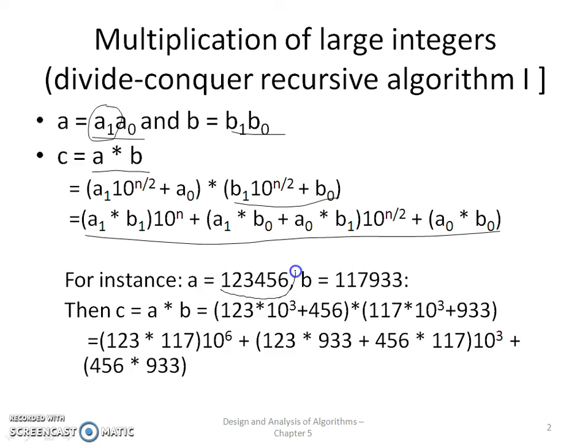For instance, consider these two numbers, 1, 2, 3, 4, 5, 6 and the second number 1, 1, 7, 9, 3, 3. If we were to now multiply these two numbers making use of the divide and conquer recursive strategy just mentioned above, then this is how the actual multiplication would take place. If we have a closer look at this, it would be easy to understand. So a into b would mean multiplying 1, 2, 3 into 10 raised to 3 plus 4, 5, 6 and so on.